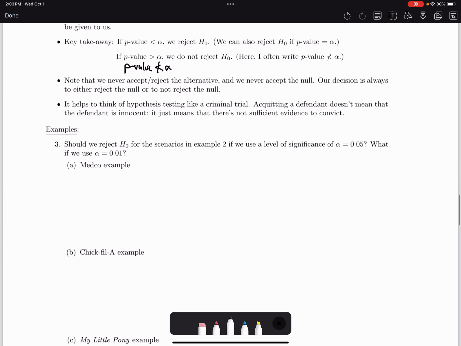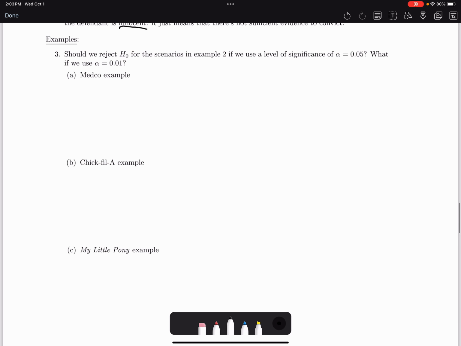All right, with that in mind, let's look at a few examples. Should we reject H null for the scenarios in example 2 if we use a level of significance of 0.05? What if we use alpha equals 0.01? I think it would be helpful to rewrite the hypotheses again. For the Medco example, the null hypothesis was that p equals 0.02.